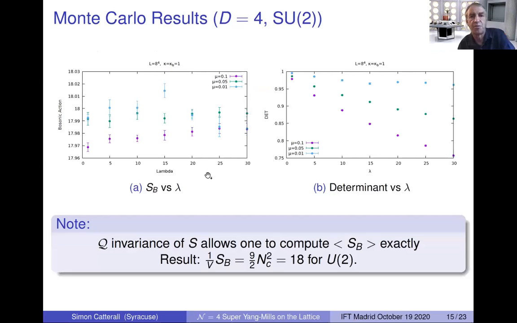Okay, so here are some Monte Carlo results from fairly recently, actually. This is for four dimensions and now U(2) or SU(2) gauge theory. This is the bosonic action as a function of the 't Hooft coupling.